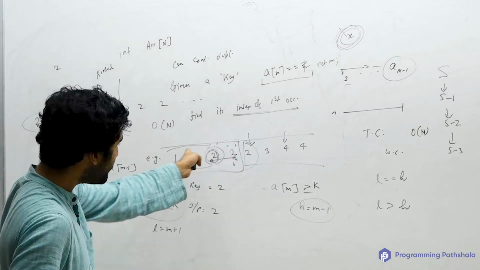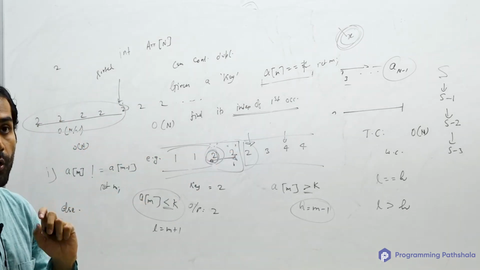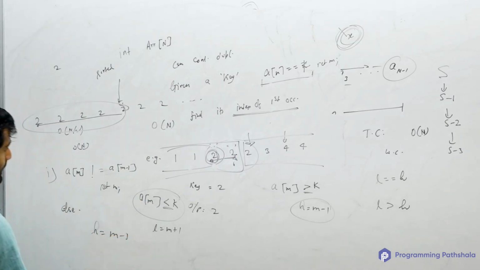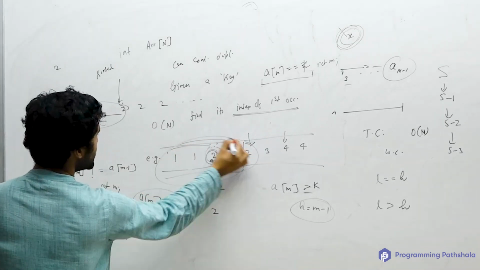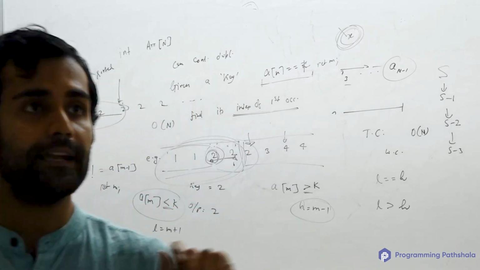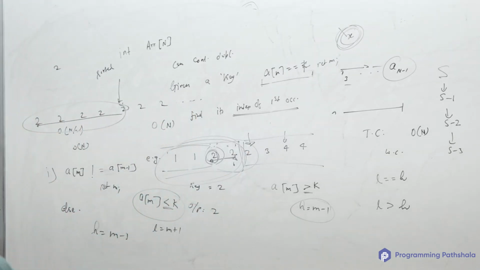Whenever you move to the left, what do you change? Low or high? You change your high. So you would do high equals to m minus 1 and you would now do binary search in this portion, which is from low to m minus 1. Is it clear to everyone? Did everyone get it? Okay.